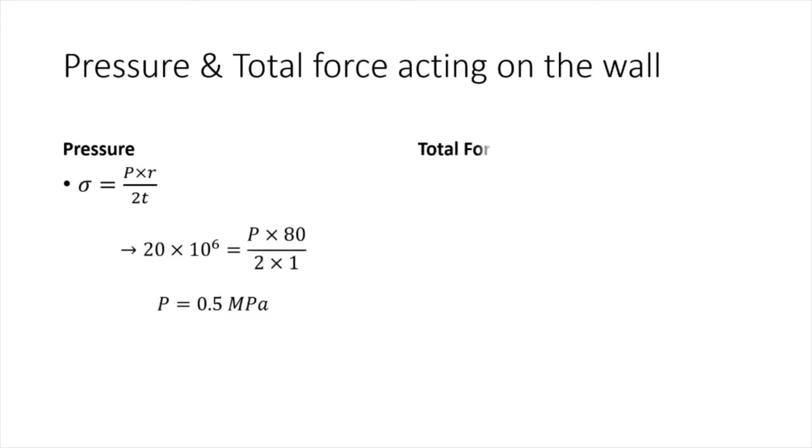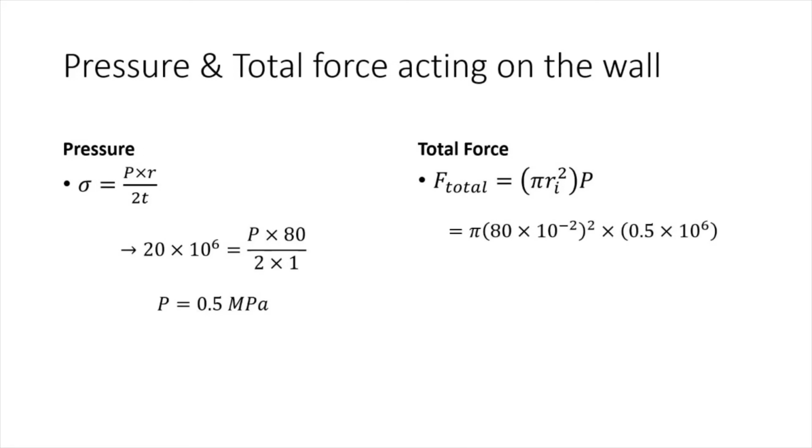The total force acting on the wall of the chamber can be found with the following formula. The total force is equal to pi times R squared times P. When we plug in the values, we find the force to be 1000 kilonewtons.